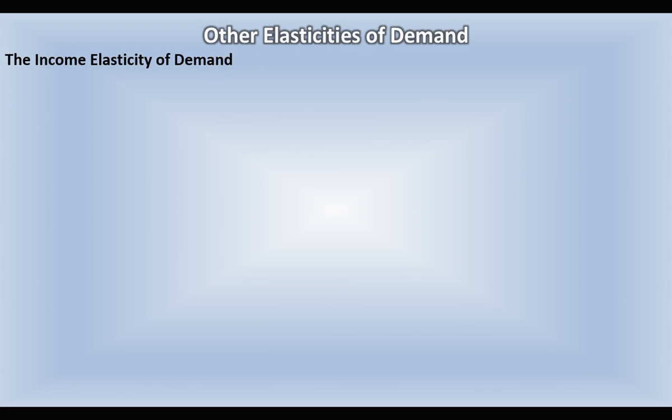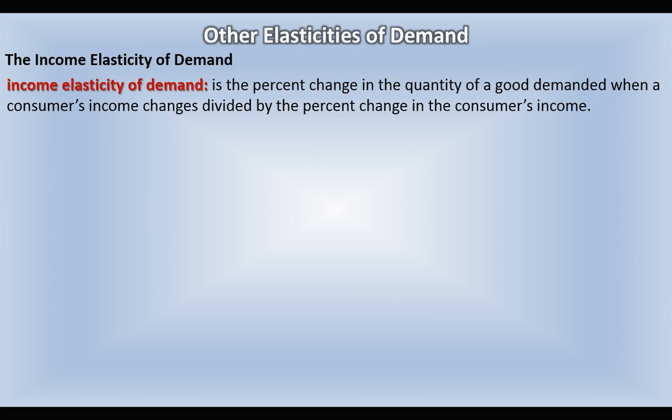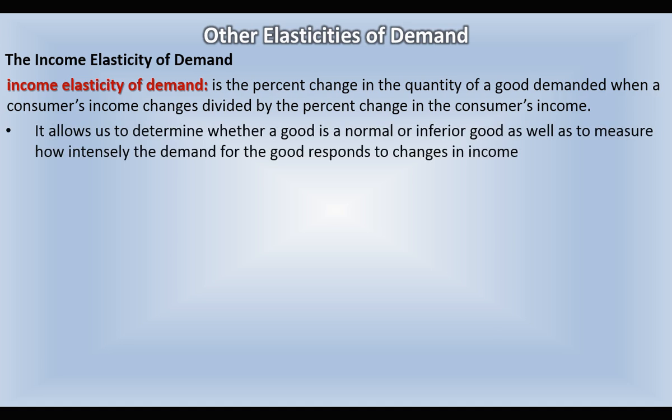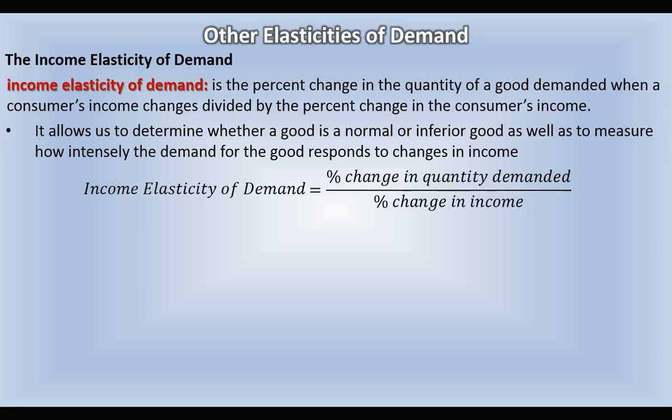All right. Income elasticity of demand. The percent change in the quantity demanded when a consumer's income changes, divided by the percent change in the consumer's income. So this allows us to determine whether a good is an inferior or a normal good. Remember, a normal good, if incomes go up, you buy more of it. If it's an inferior good, incomes go up, you buy less of it, right? Like frozen foods. You buy less frozen foods as you get a job and get more money. So that's an inferior good generally. So the income elasticity of demand will tell us whether the goods are related as normal or inferior.